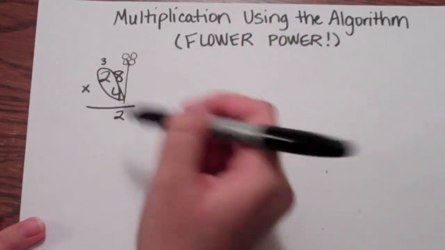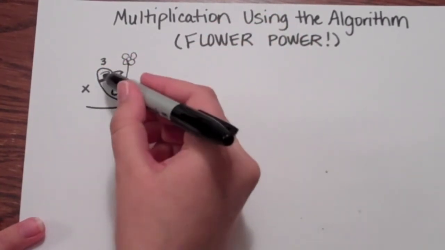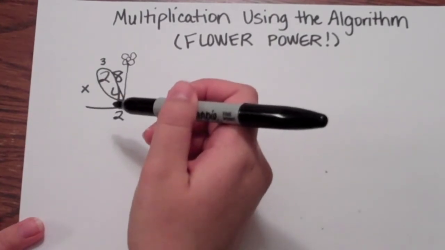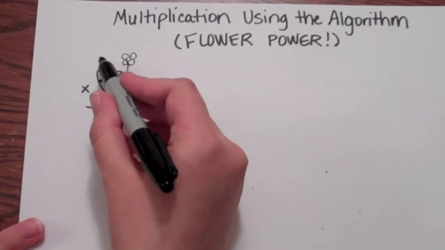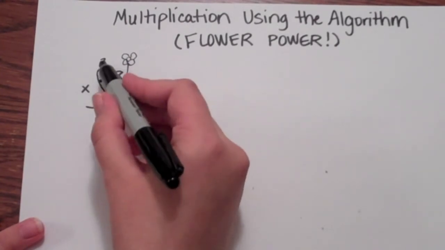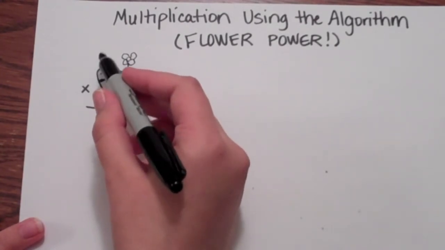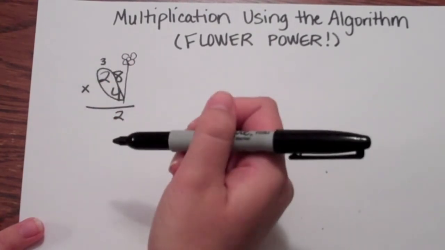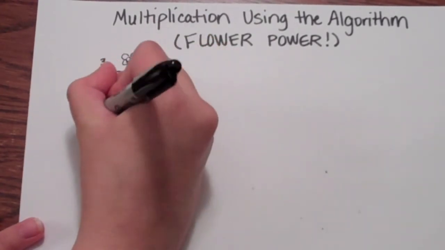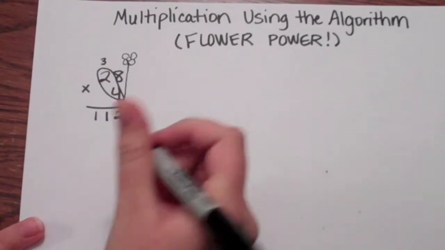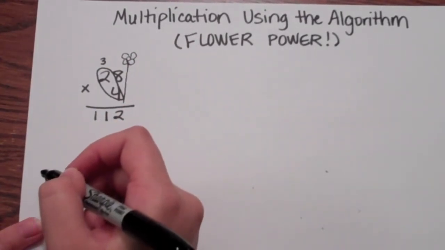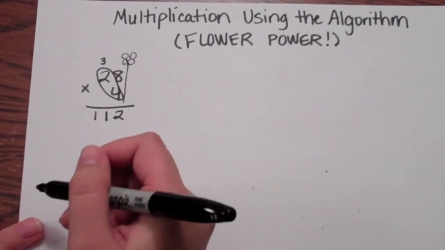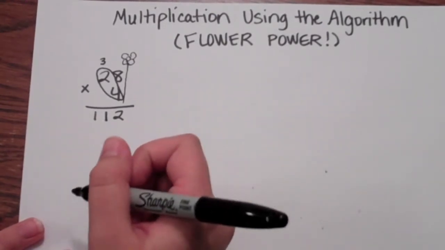The next thing I do in my flower power strategy is draw a leaf to remind myself to multiply the tens next. 4 times 2 is 8. So I have 8 tens. But remember, I had these other 3 tens that I carried over from before. 8 tens plus 3 tens is 11 tens. Since I don't have anything else to multiply, I write my 11 in the hundreds and the tens place, and my final product is 112. Very simple. Let's try another one.